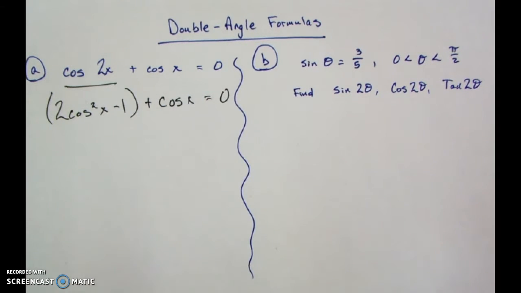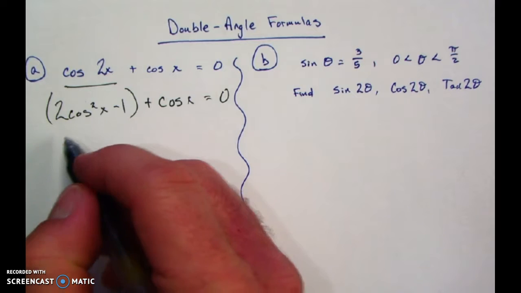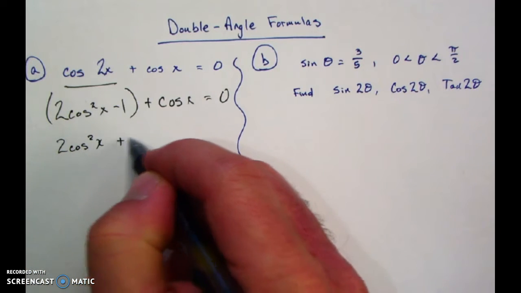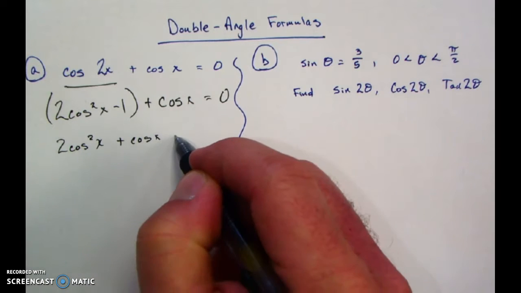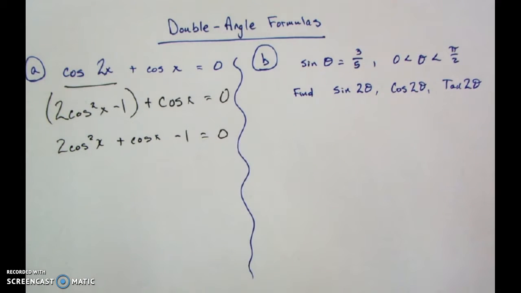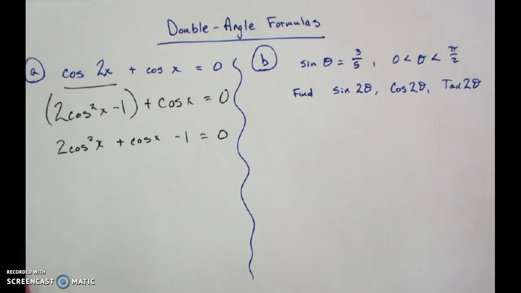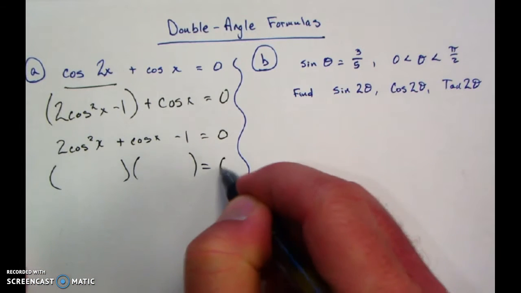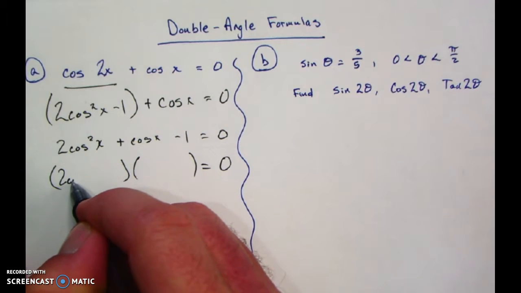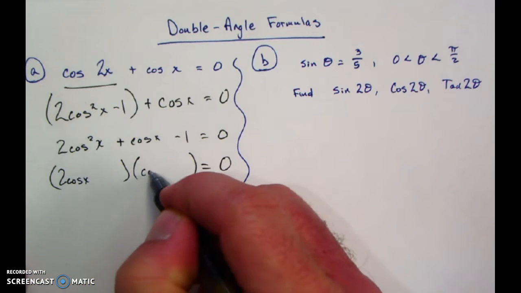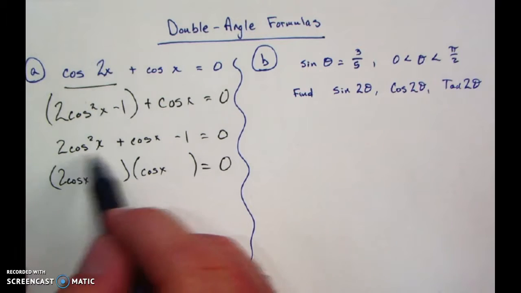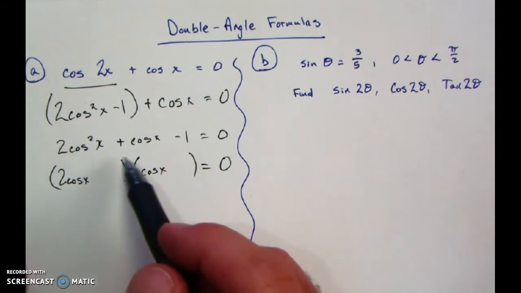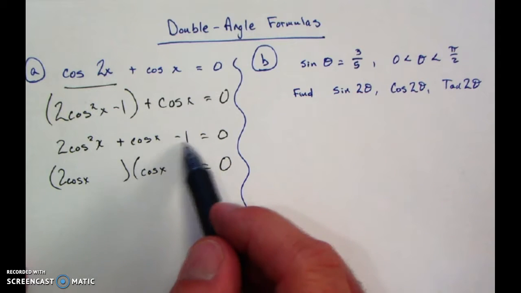Now I kind of think of this as a quadratic, right? We have 2 cosine squared of x plus the cosine of x minus 1 equals 0. If I think of that as a quadratic, then I could solve that and factor it. So we have a 2 cosine and a cosine, which gives us our cosine squared here. And as far as factoring goes, let's see, that's a plus x minus 1 to get a negative 1 here.